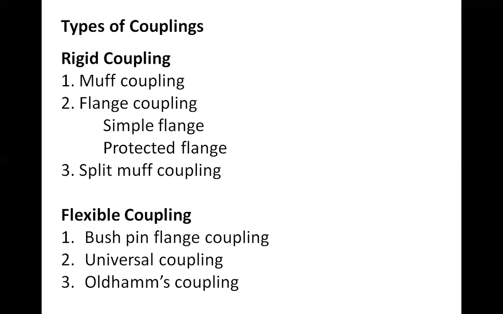Among the rigid couplings, there are muff coupling and flange coupling. In the flange coupling, simple flange and protective flange, and split muff coupling are the types. In this, muff coupling and simple and protective flange coupling we are going to see in detail as per our syllabus. As far as flexible couplings are concerned, bush pin flange coupling, universal and Oldham coupling are the three major types. In that, the bush pin type of coupling we are going to see in detail.